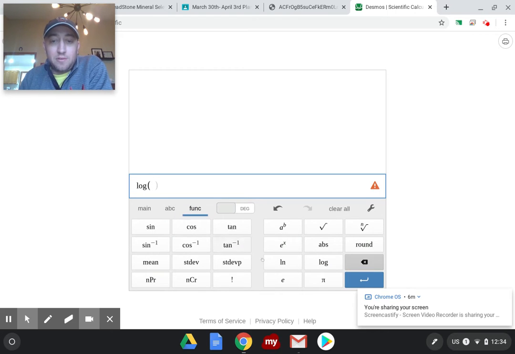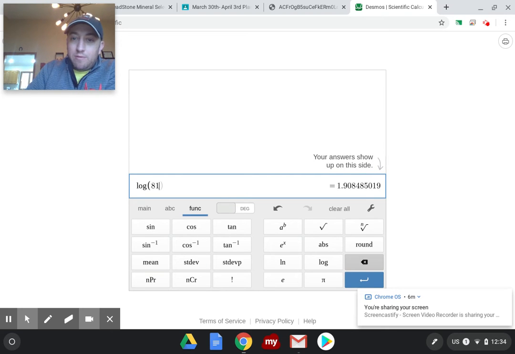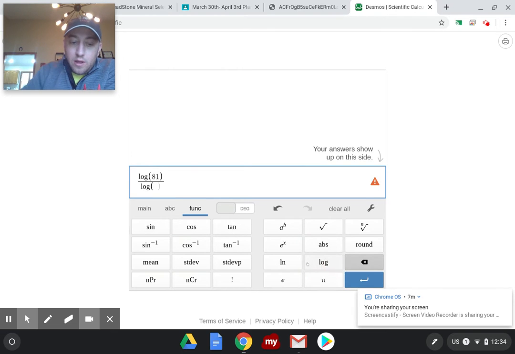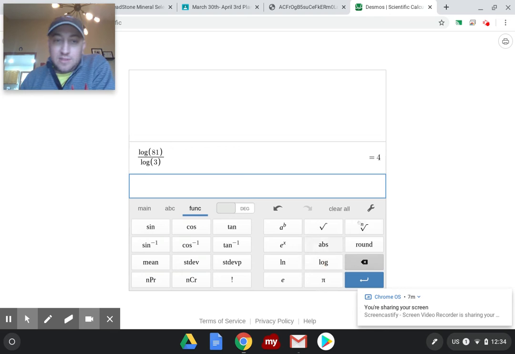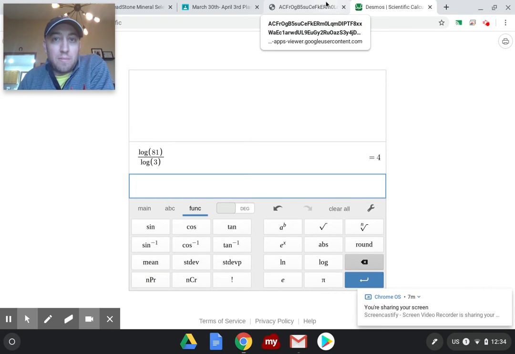In this case, if you're using Desmos and I wanted to find log base 3 of 81, it does not give me the option to type directly into the base and the argument. So I would have to rewrite it as log of 81 divided by log of 3. And then you see there, it gives me my answer as 4. So some of the newer calculators will automatically allow you to type in the base and the argument to get your answer, but not Desmos, apparently.